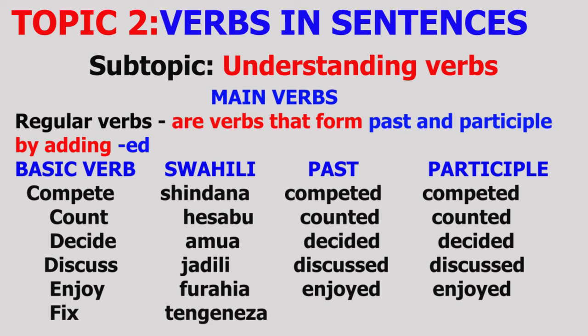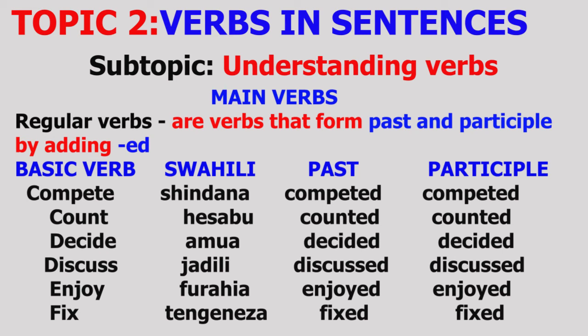Okay, in Swahili language. When you add ed, the past is going to be fixed, and the participle is going to be fixed. These are examples of the regular verb from the main verb. As we have said, main verbs can be grouped into two. The first group is the group of regular verbs. The second group is a group of irregular verbs.